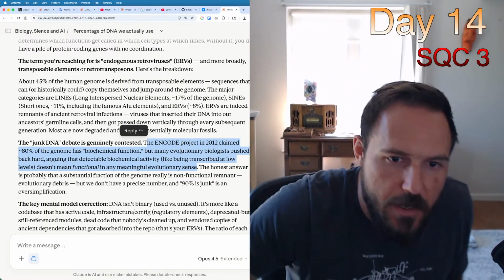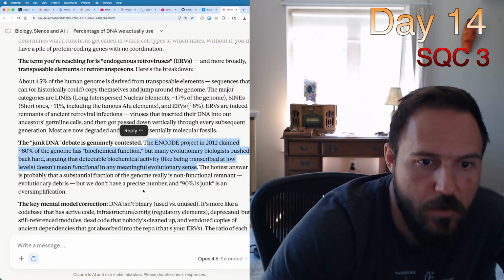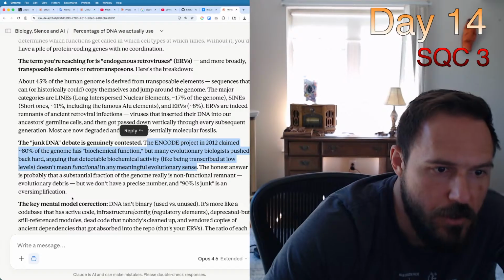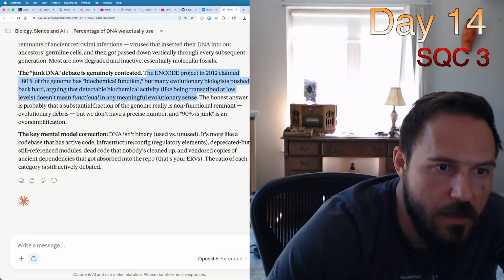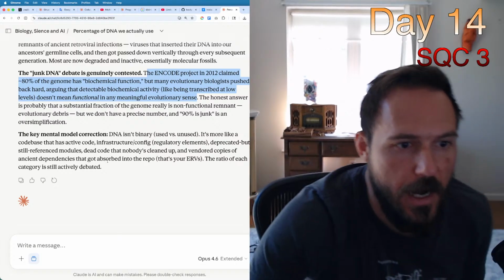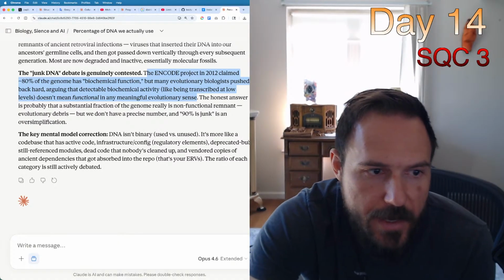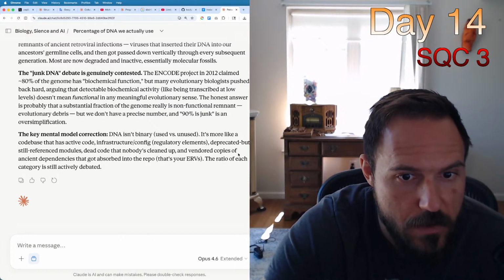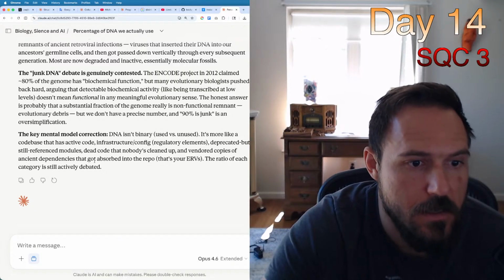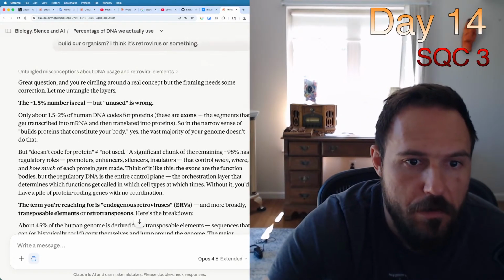It's still debated. The consensus is probably that a substantial fraction of the genome really is non-functional remnant evolutionary debris, but we don't have a precise number. That's an oversimplification, though. The key mental model correction: DNA isn't binary, used versus unused. It's more like a code base that has active code, infrastructure config, regulatory elements, deprecated but still referenced modules. Yeah, totally makes sense. Code that nobody cleaned up, and vendored copies of ancient dependencies that got absorbed into the wrapper. That's your ERV.